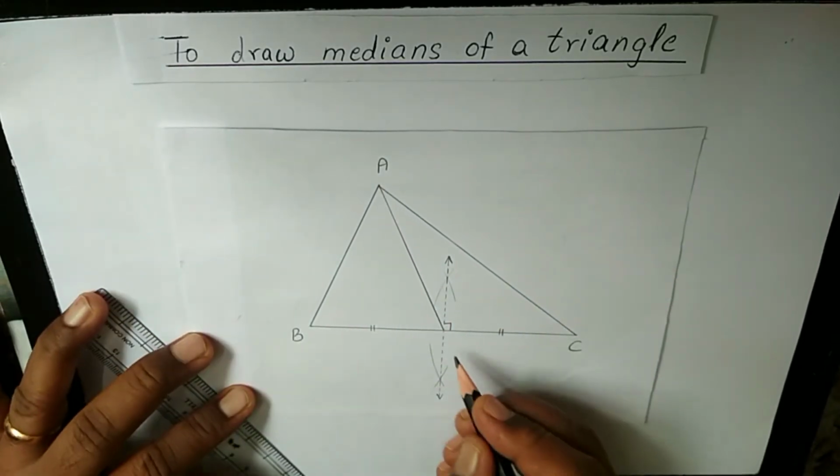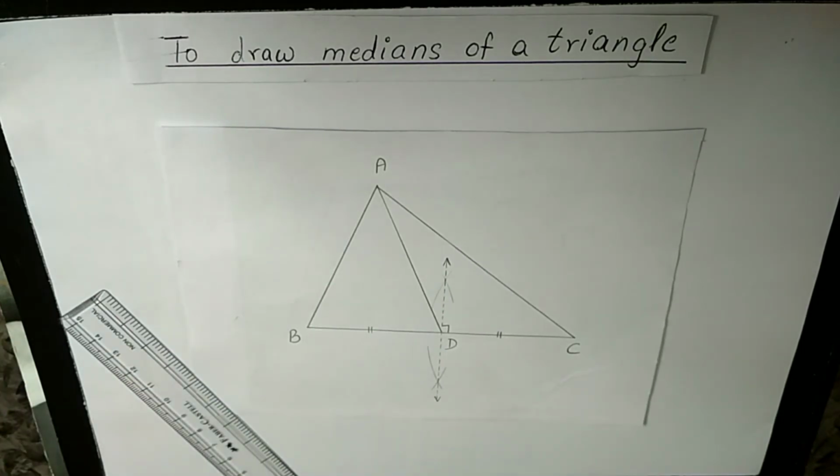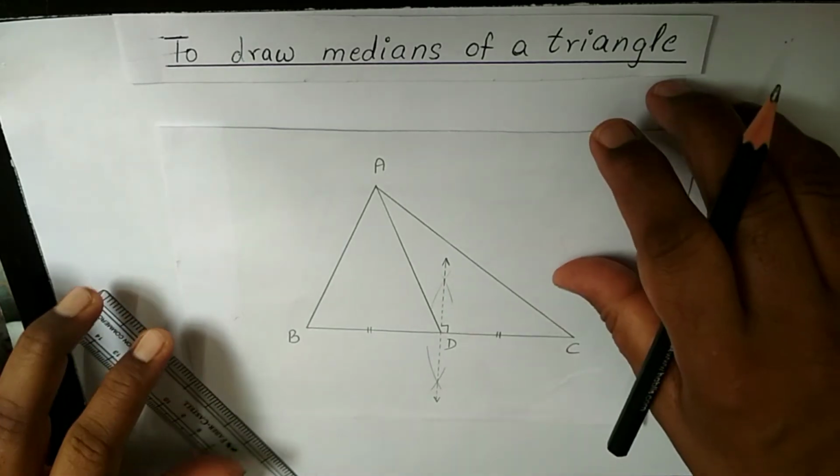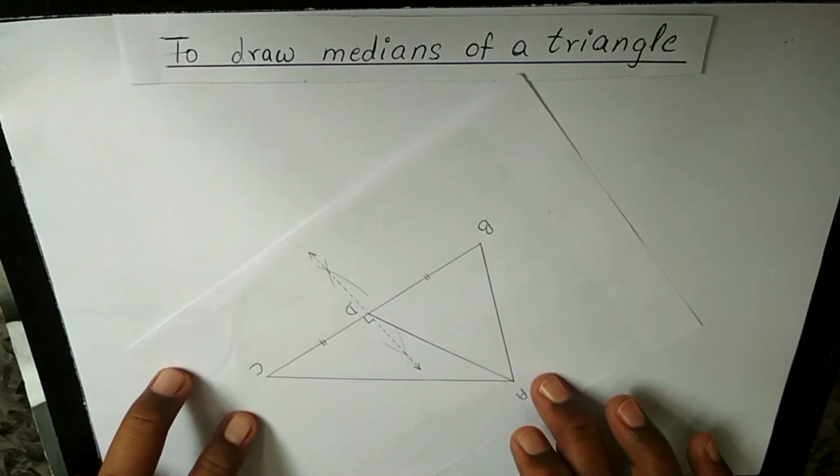So the first median will be the segment joining the vertex A to this point of bisection. Let this point be D. So AD is the first median. Okay. Next, let us draw the median on side AC from the vertex B.